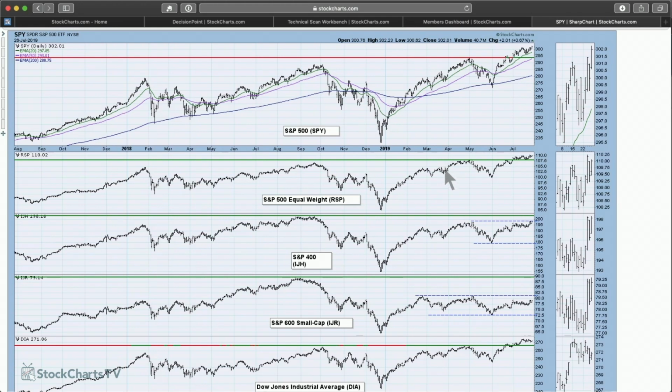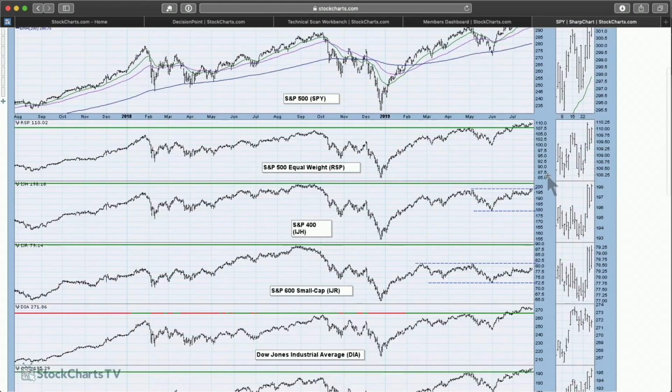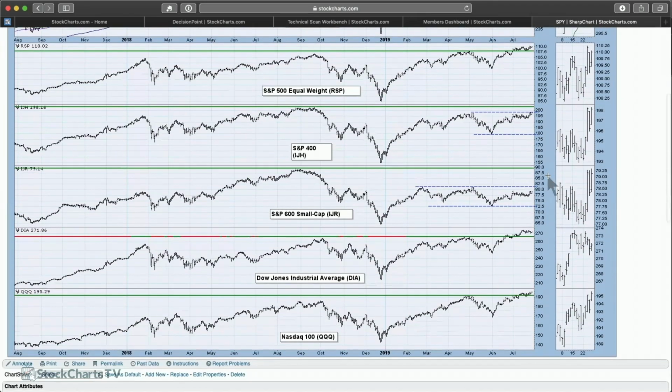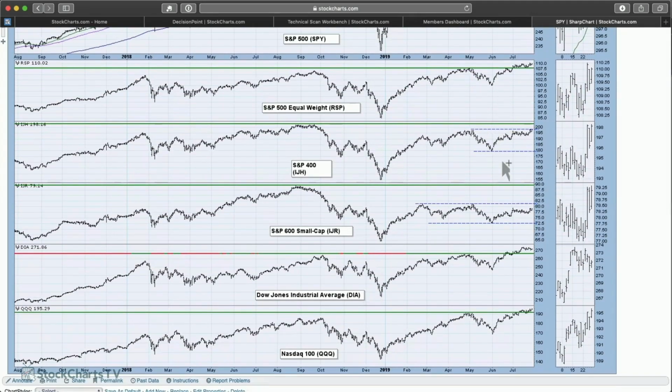And one of the things that I want to point out, that I've been pointing out every week, is that we've been making new all-time highs on the SPY and on RSP, the equal weight. And the problem we're seeing is that the S&P 400 price chart and 600 are still so far away from their previous all-time highs. And that's what needs to be corrected.